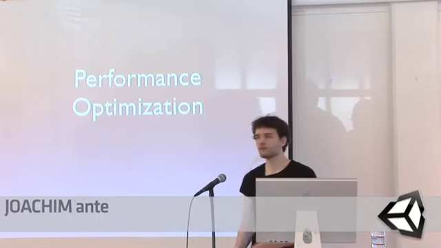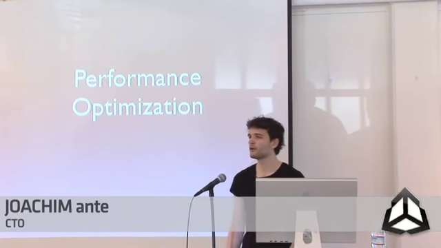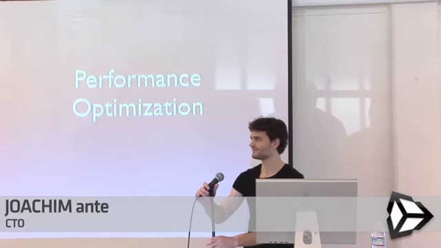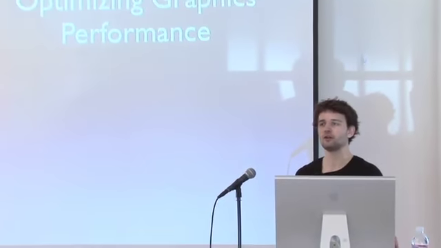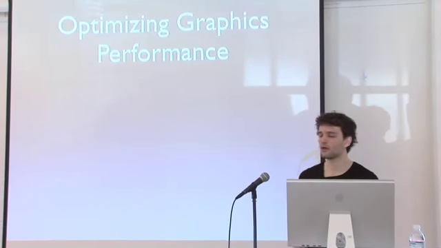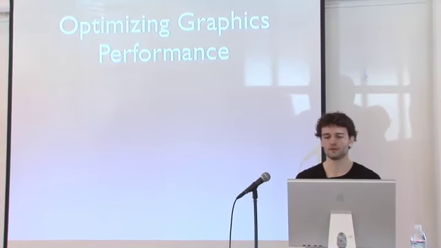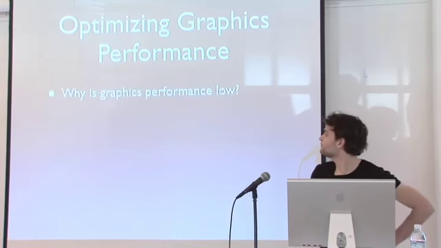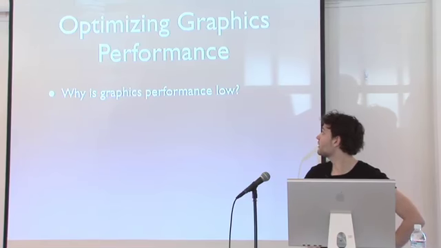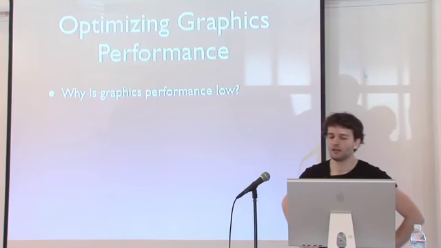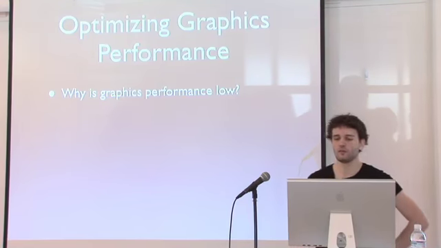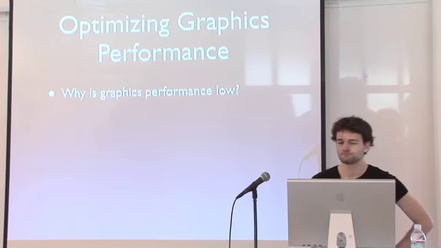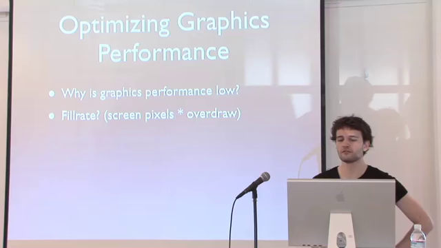All right, we're going to start the next session on performance optimization. Two parts. One is about scripting performance, and the other is about graphics performance. We're starting with graphics performance. So when you're trying to figure out why my game is running slow and how do I make it fast, you first have to figure out why is it actually slow. And there are multiple reasons for that.